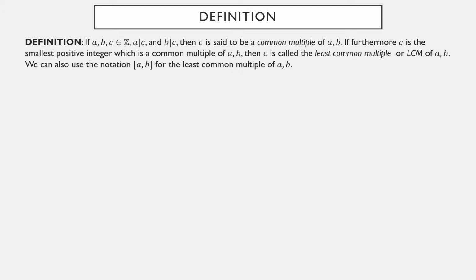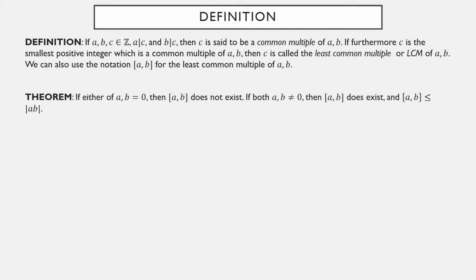And if, furthermore, c is the smallest positive integer which is a common multiple of a and b, we say it's the least common multiple, or LCM, of the two integers a and b. We can also use the notation of these square brackets. Remember that parentheses around a and b meant the greatest common divisor. Square brackets around them is going to mean the least common multiple.